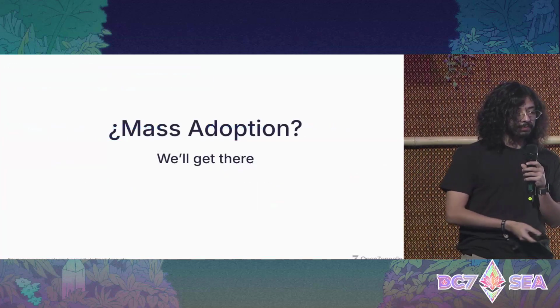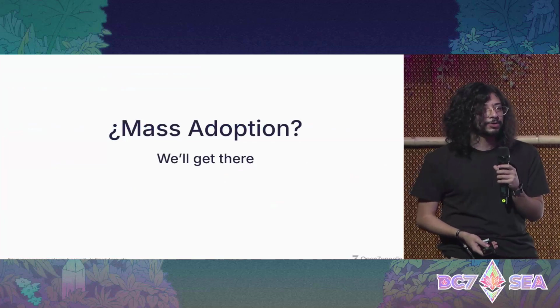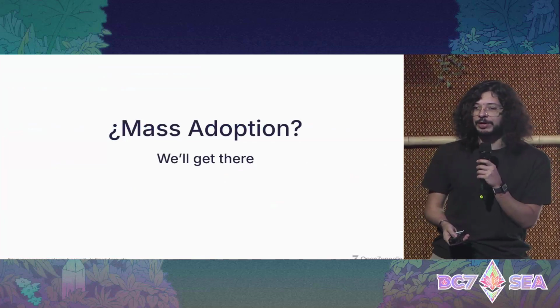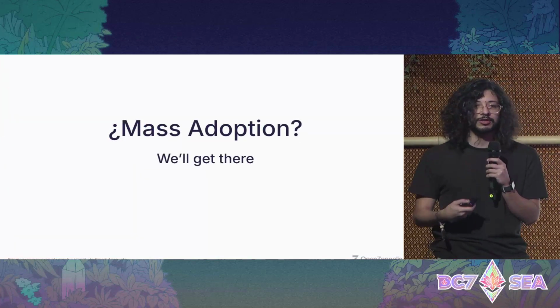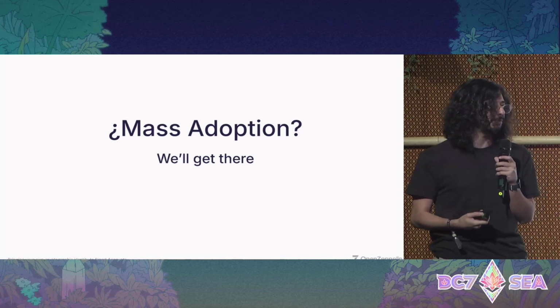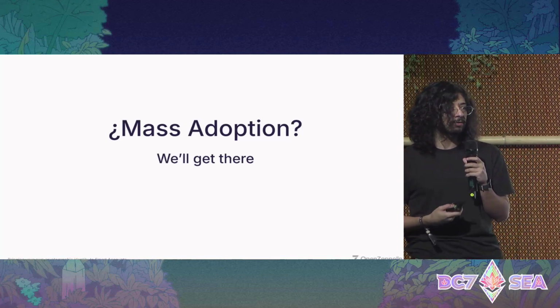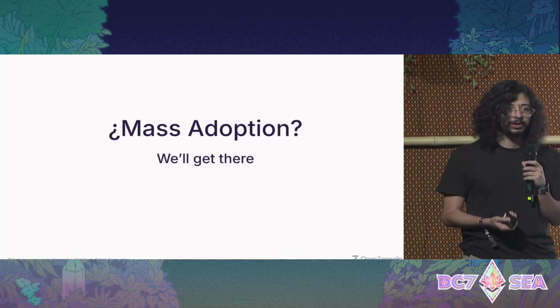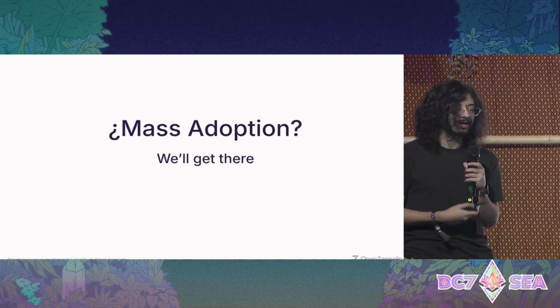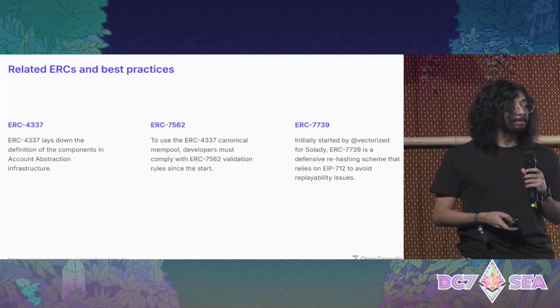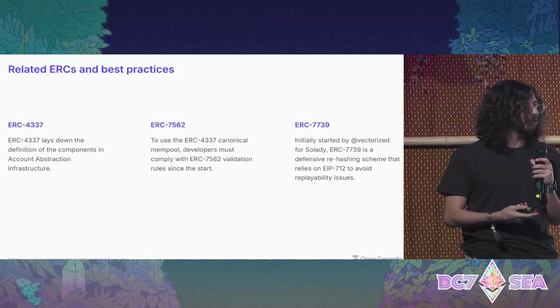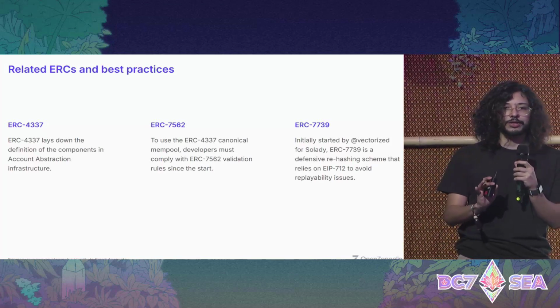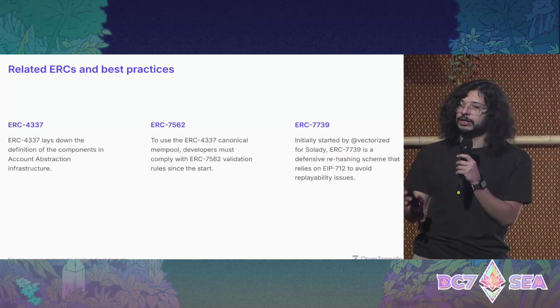All right. Talking about mass adoption, I think we have been very hyped about the fact that account abstraction is bringing a lot of opportunities to bring new people, but there are a couple of challenges we need to address first. So we'll eventually get there, but there are a couple things to do. In order to understand what we need to do, there are a couple of related ERCs and best practices you need to understand and follow.